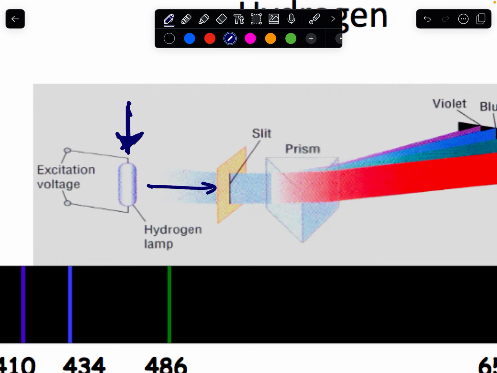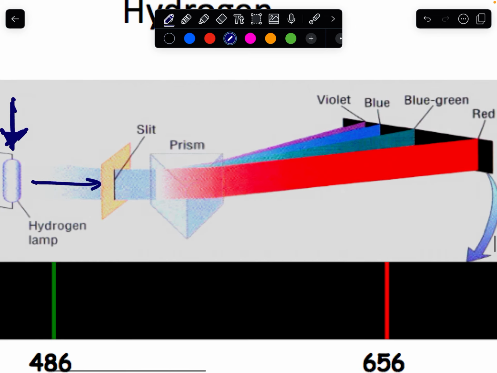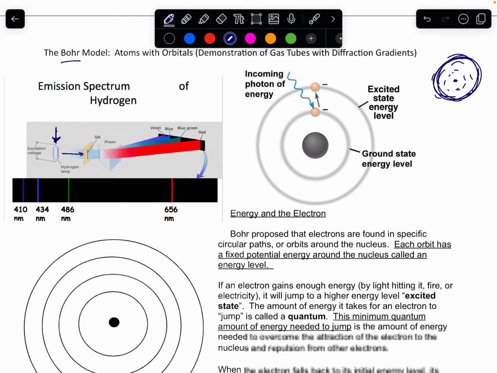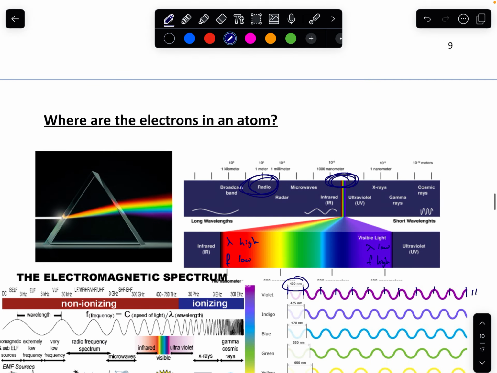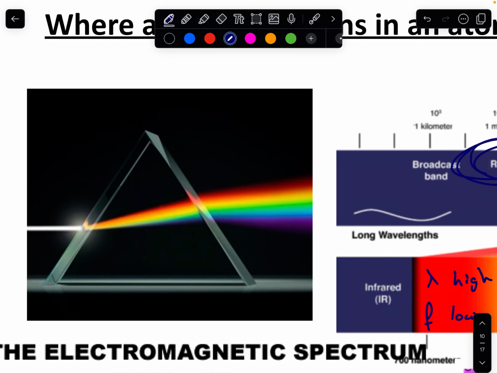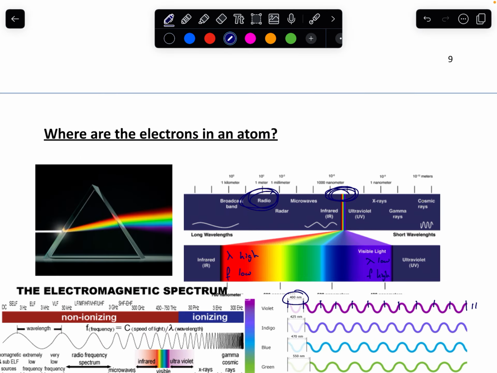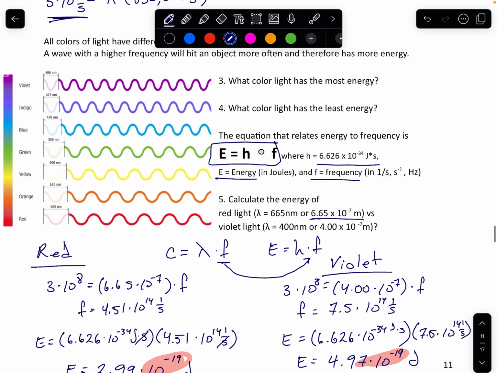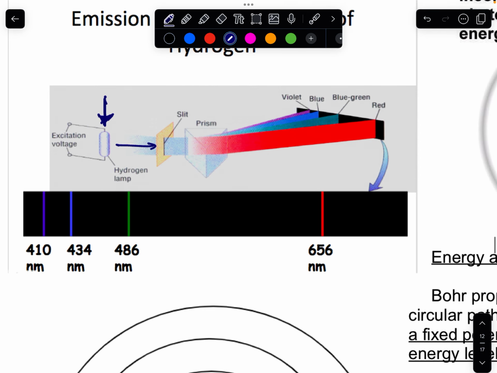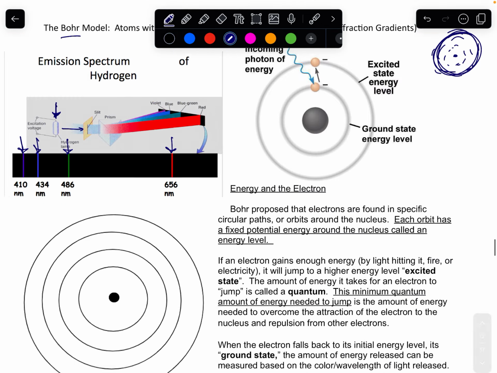What they found out was that if that light goes through a prism, it will split up. You know how a prism, if I go back a couple of pages here, will split white light up into the rainbow. For hydrogen, what they were finding was that when it splits up, instead of getting the full rainbow, they only got 4 distinct lines. And it was always those 4 lines, and only those 4 lines. If I did a different element, I would get different lines.